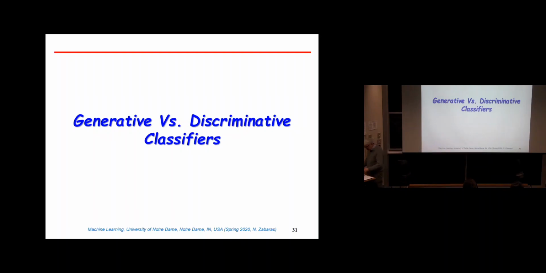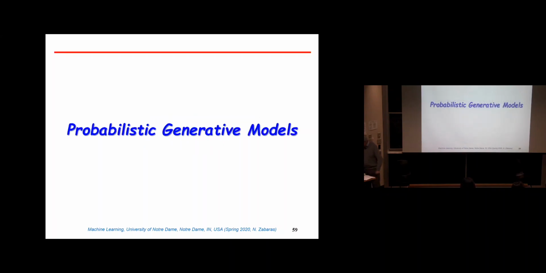Let me do the following thing. We have 15 minutes, and I want to do something more useful, probabilistically speaking. So let me go to slide 59. Let me talk a little bit in the remaining 15 minutes or so about probabilistic generative models.